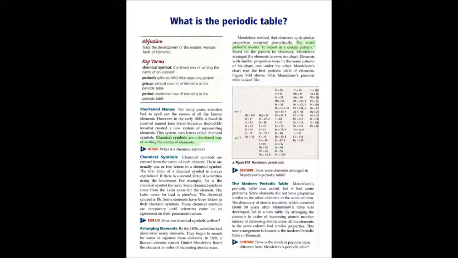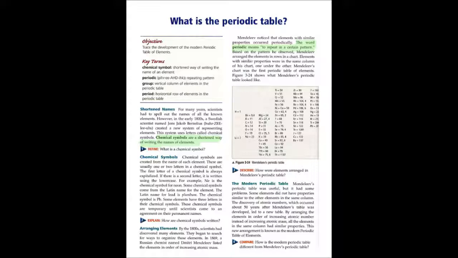Chemical symbols. Chemical symbols are created from the name of each element. There are usually one or two letters in a chemical symbol. The first letter of a chemical symbol is always capitalized. If there is a second letter, it is written in lowercase. For example, Ne is the chemical symbol for neon.